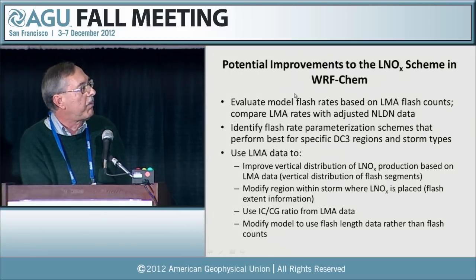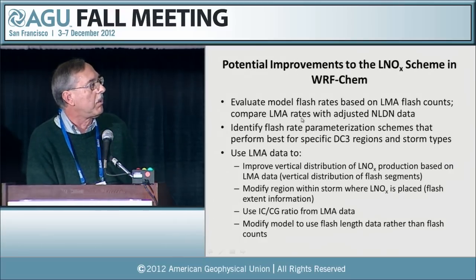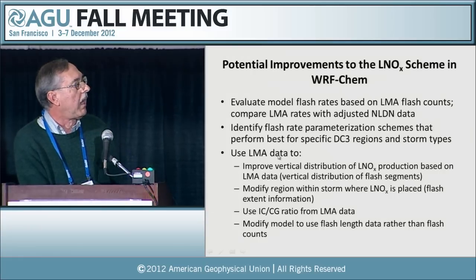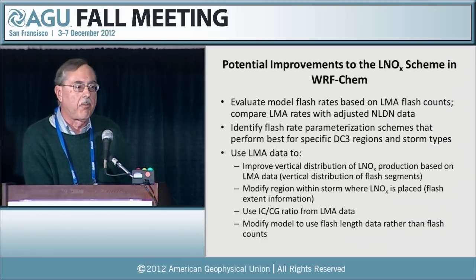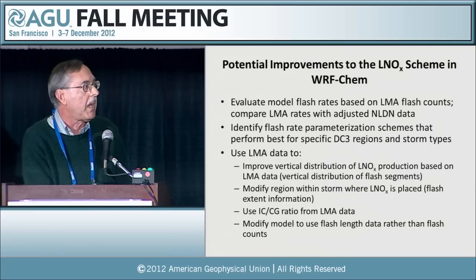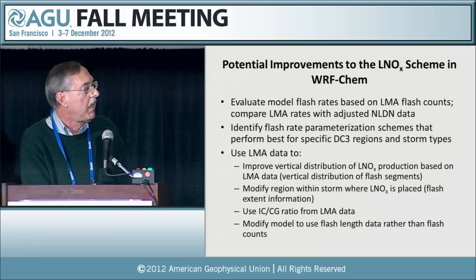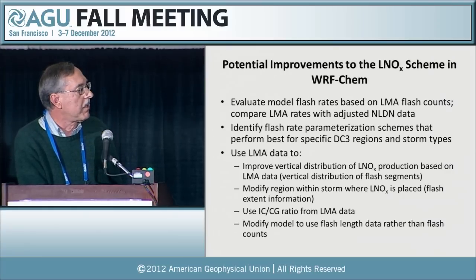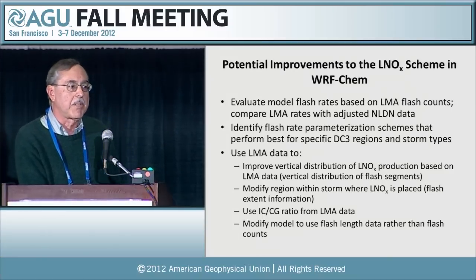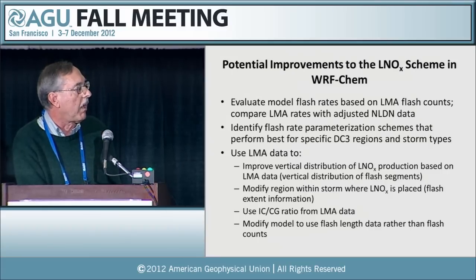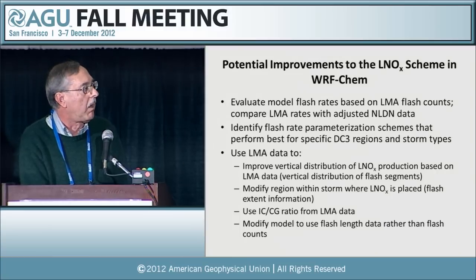Now, also, as I mentioned, the LMA data can be used to help us improve the flash rate schemes, help us determine whether some of these schemes are best for certain regions or certain storm types, and help us with the vertical distributions, as I just mentioned. We can also use the LMA data to help us determine where within the storm the lightning NOx should be placed. It'll give us a better idea of the intercloud to cloud-to-ground ratio, and also give us that flash length information, which we can use also.